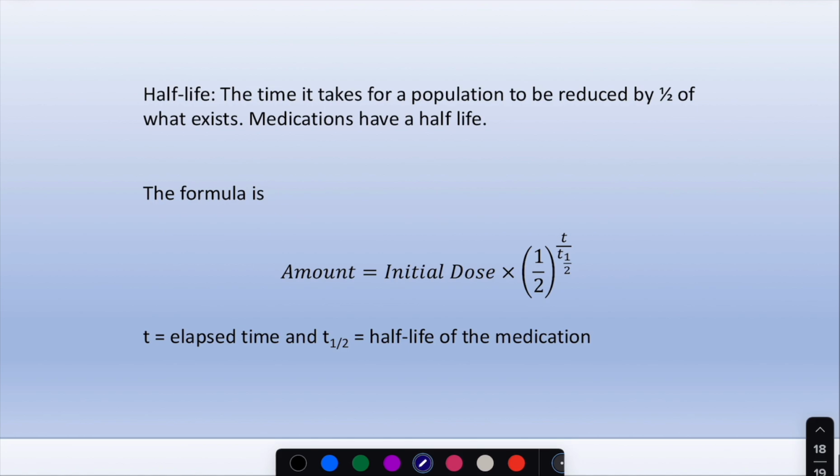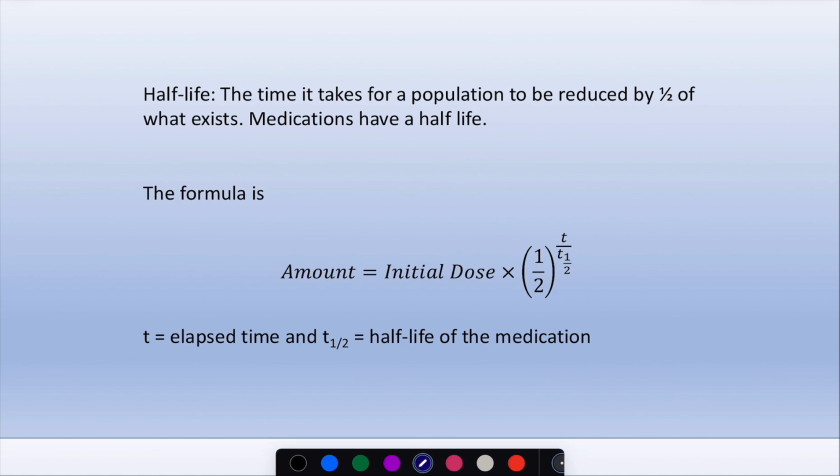Okay. Now here we're looking at a decay of some sort. The half-life is the time it takes for a population to reduce by half of what exists. Medications. So when you ingest a medication, it starts breaking down in your body and it has a half-life. Now, some have half-lives that are very, very quick. It starts breaking down maybe in hours. Some might be days. Some might be minutes.